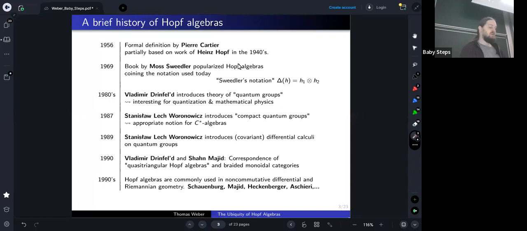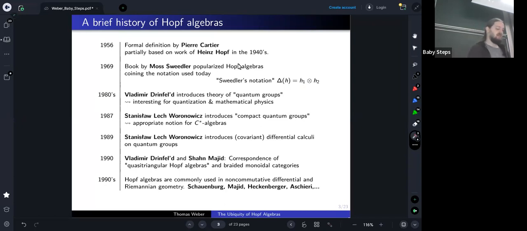Probably one of the first books to really make the subject into a popular one was the book by Sweedler in 1969. And it's a really nice book. Check it out. Many of the notations that he is using are still the same ones we are using now. So he coined a lot of the notation in the field. Like for the co-product, people write this. We will later on see what this means.